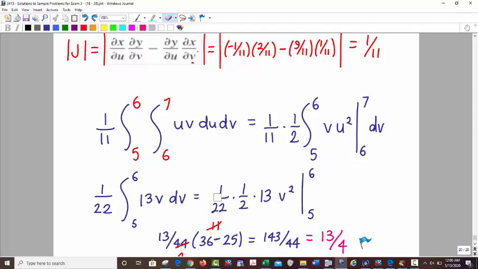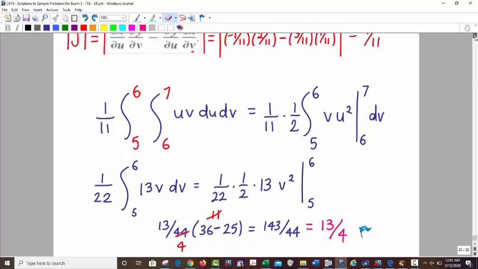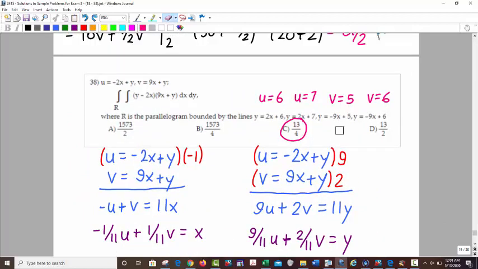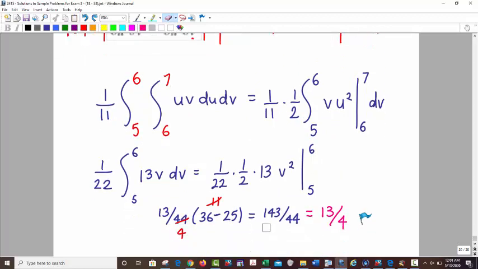Now I have the 1 over 22. The 1 over 2 we just got from the antiderivative and the 13. Now I have v squared here. So I've got 13 over 44 from the constants multiplied together. And then the v squared will give me 36 minus 25, which is 11. And I just went ahead and reduced it. I didn't reduce it until after here, but if I would have reduced it first, 11 over 44, either way, you'll end up with 13 over 4, which I do believe was one of the answers. Yes, it was answer C. So yeah, whether you reduce it like I did the first or wait till after you get to the final number, either way is fine.